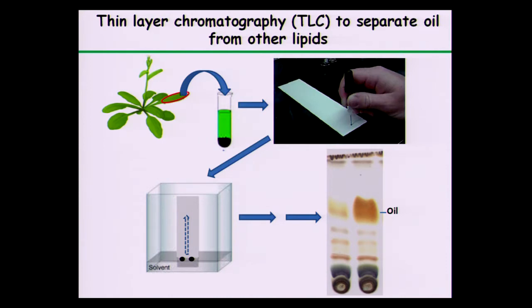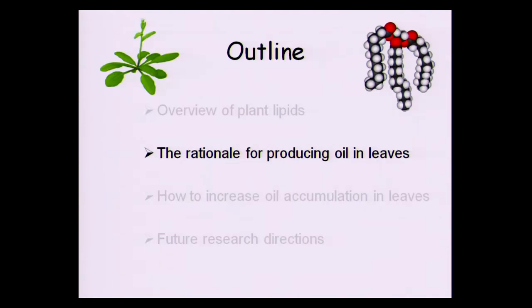And often here we also can see that the band intensity and size often can give you a first indication as to how much lipid is present in the lipid extract. In this case, we see much more lipids in this sample than in these samples. So the second part of the talk, I'll try to explain why we want to produce oil in leaf.